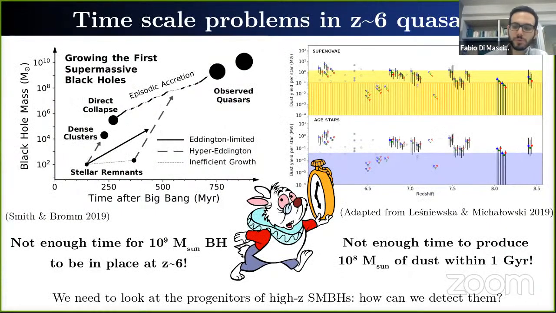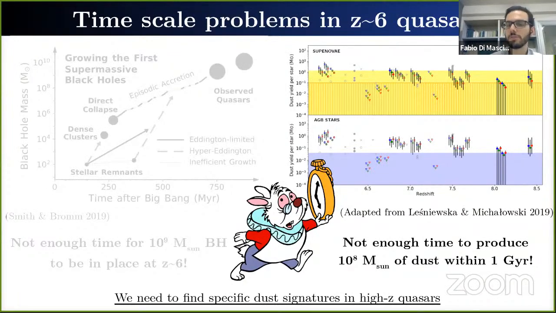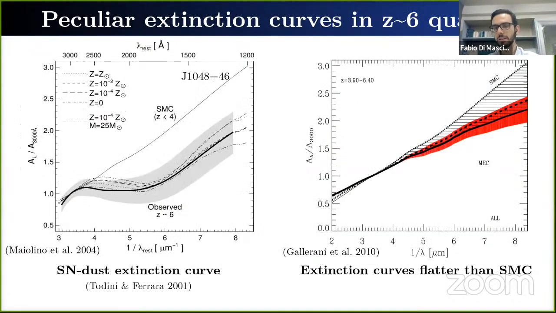I will move now to the second timescale problem, the one regarding the dust mass content in the quasar host. And we know, as I mentioned in the introduction, supernovae and AGB stars are possible candidates for dust production, but the dust composition resulting from these processes is different. So maybe we can look at specific signatures of dust in high-redshift quasars. And something similar has also been done in many other studies.